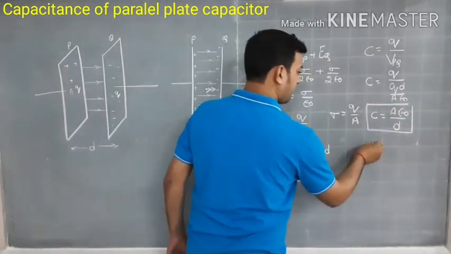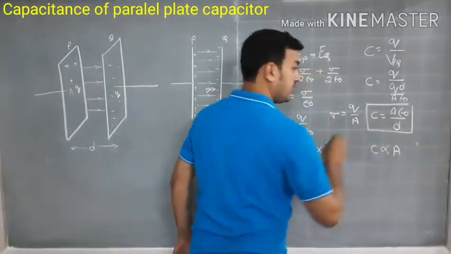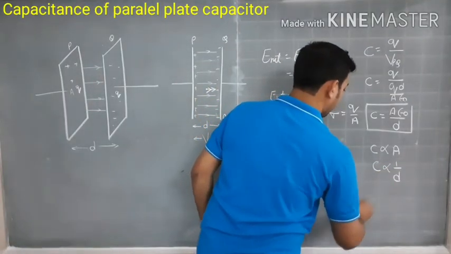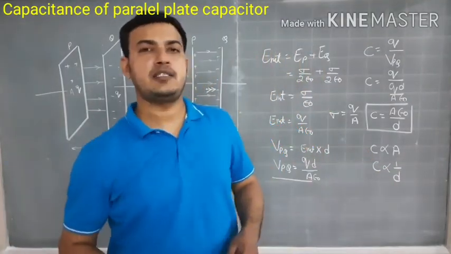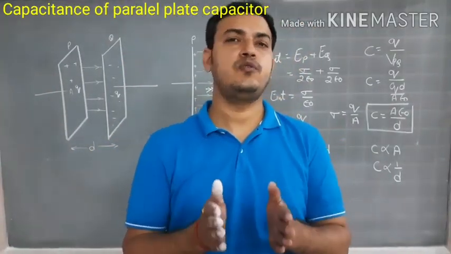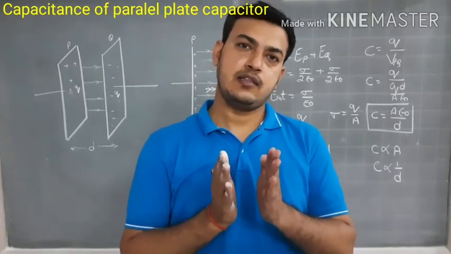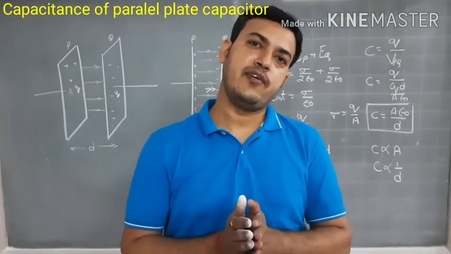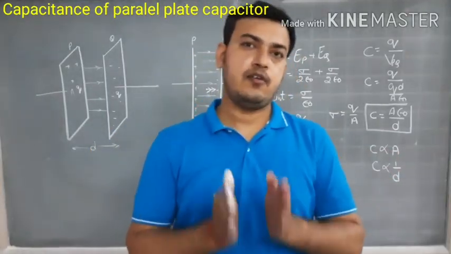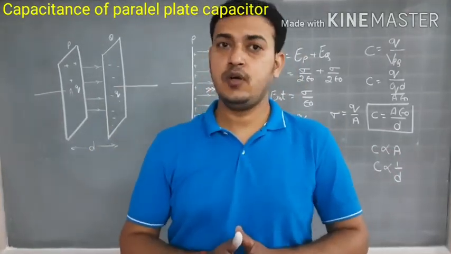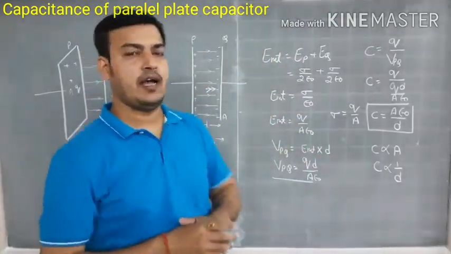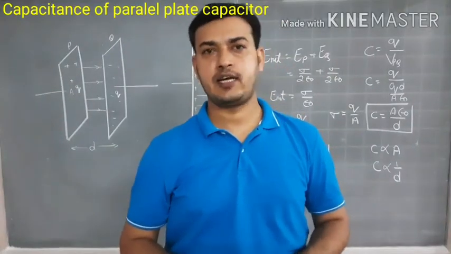And it is very clear from here that capacitance is proportional to the area of the plates, and it is inversely proportional to the separation between the plates. That was discussed in the previous class also, that if I reduce the separation between the plates, definitely the capacitance will increase, and it will also increase on increasing the area of the plates. So this was the capacitance for such a configuration, and that is called a parallel plate capacitor.